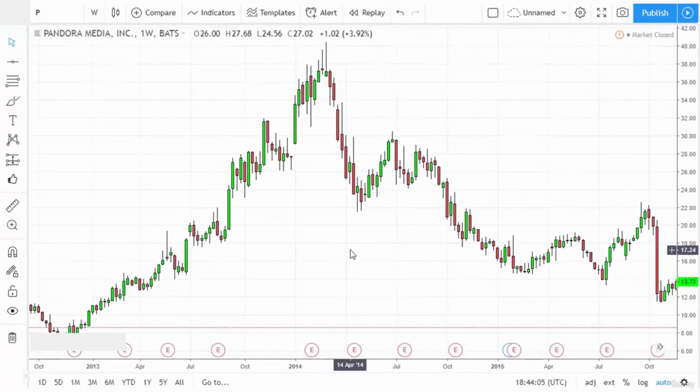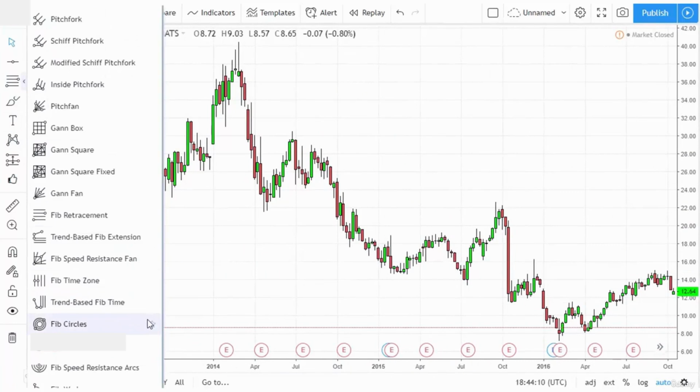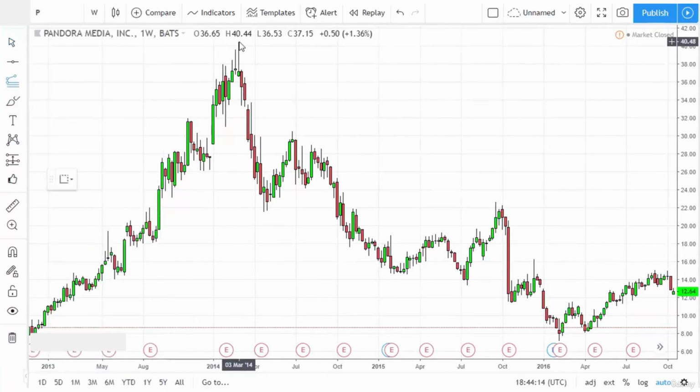Another thing is Fibonacci extensions. So you can do a trend-based fib extension on the same move.